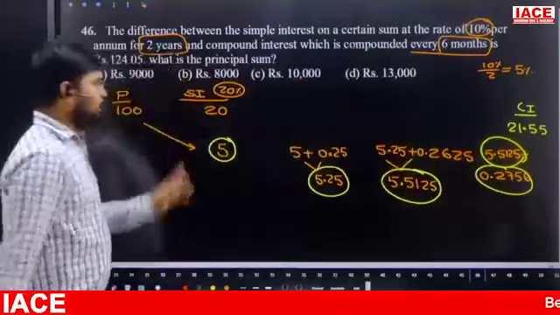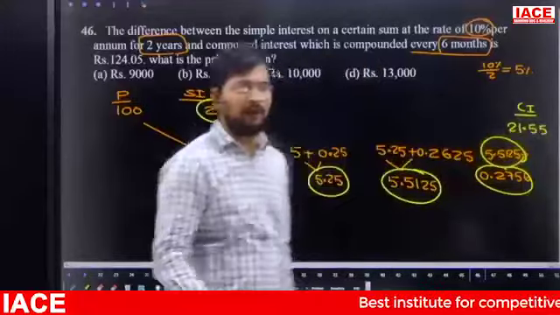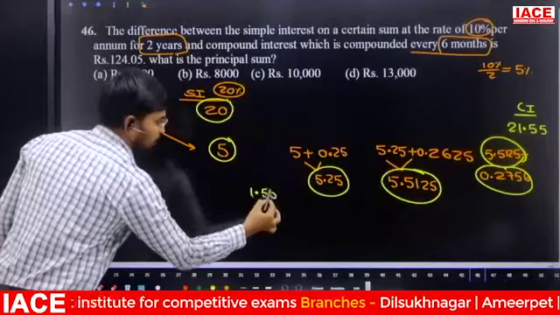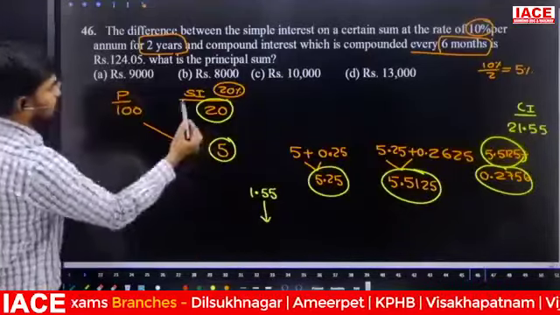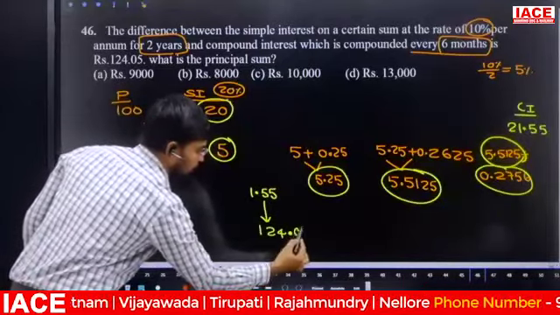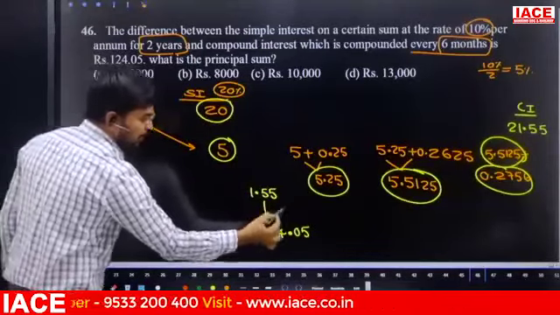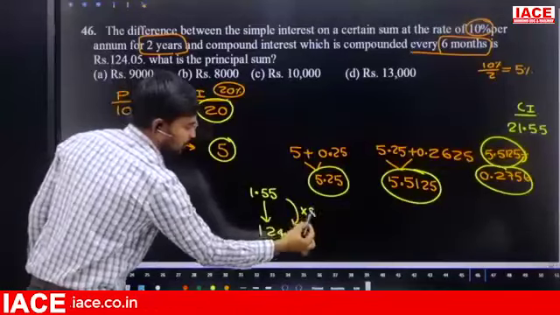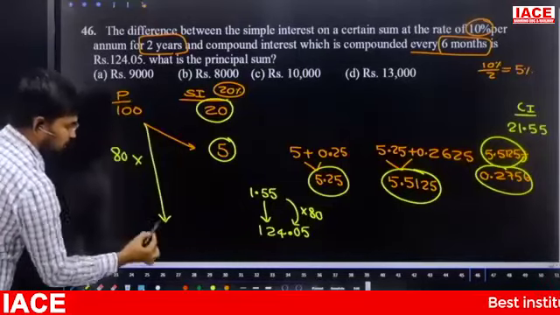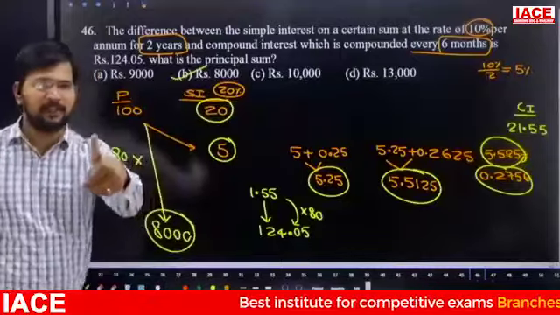So what is the difference? Simple interest is 20, compound interest is 21.55, so the difference is 1.55. But according to our problem, the difference is 124.05. So 1.55 has to be multiplied approximately 80 times to get 124.05. Therefore 80 times of 100 is 8,000. So your answer is 8,000. The principal is 8,000. Option B is the right answer.